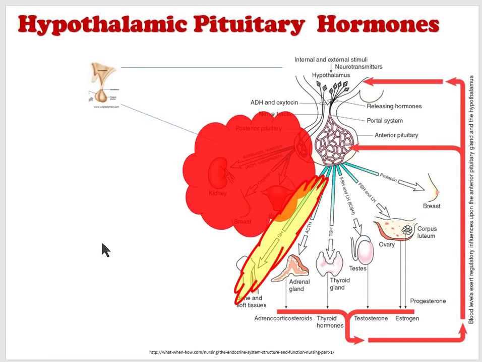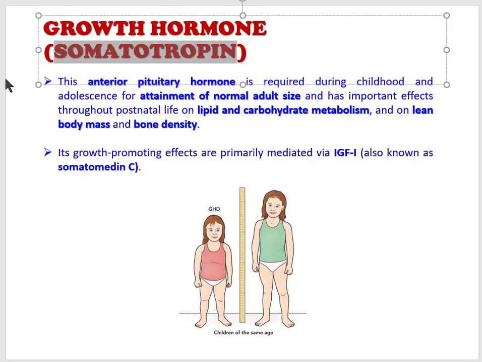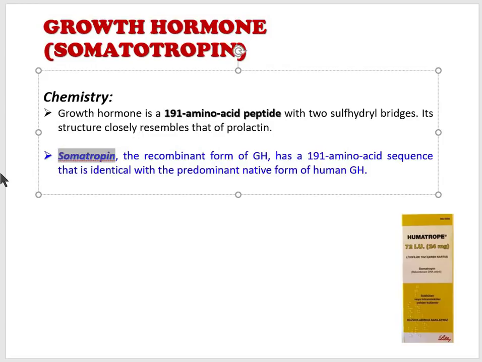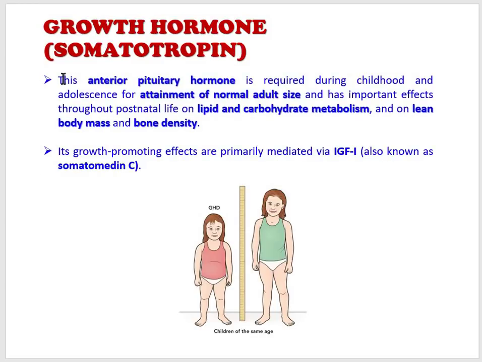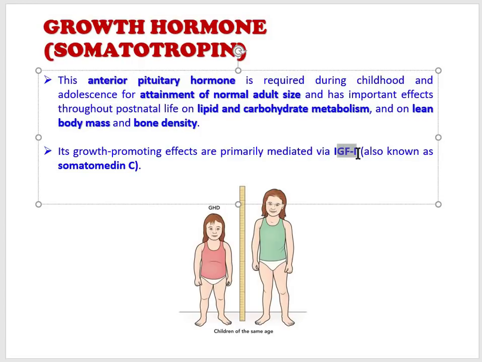Okay, then we discussed growth hormone. With growth hormone, just make sure that we are on the same page. This is also called somatotropin. Just look at the spelling, it's somatotropin. But the recombinant form of this drug is named somatropin. Okay, so what is this? This is an anterior pituitary hormone, and it mediates effects via IGF.